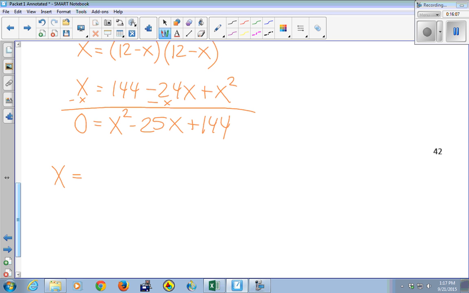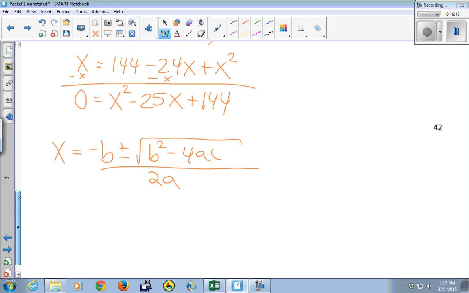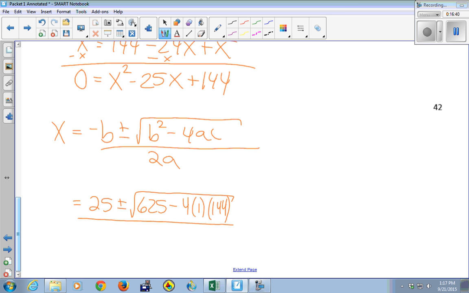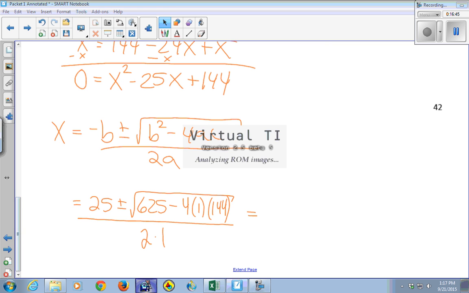So x is the opposite of b. Maybe I'll write this down just to remind people. Plus or minus the square root of b squared minus 4ac all over 2a. And in this case, b is negative 25. So the opposite of b is 25, plus or minus the square root of negative 25 squared, 625, minus 4 times a is 1 times c is 144, all over 2 times 1. And I'm just going to have my calculator do all the hard work here.